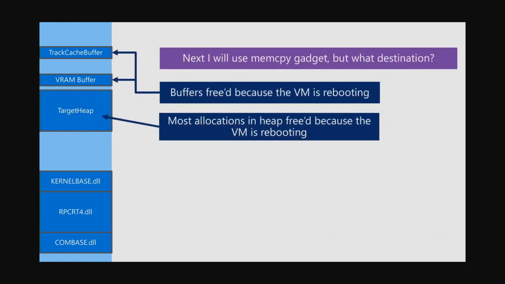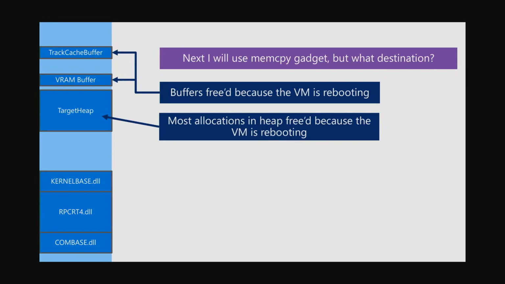Anyway, so I find these addresses, and the next thing I'm going to do is create this memcopy payload so that I can have my arbitrary read-write. But there's a problem, which is that this is triggered when the virtual machine is rebooting, and the track cache buffer and the VRAM buffer are both going to be freed as part of the virtual machine rebooting. Most of the allocations in the target heap are going to be freed as part of the virtual machine rebooting.